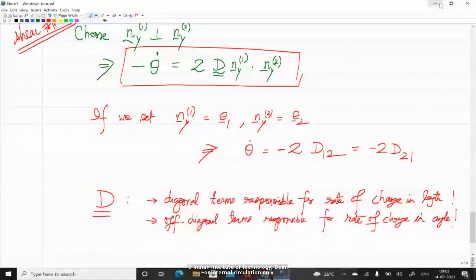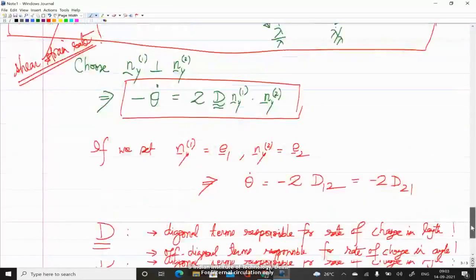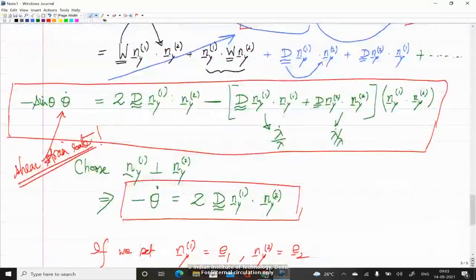So, I've calculated the rate of change in length for the material line element which are along the eigenvectors of the D tensor, and also the rate of change in angle for those same material line elements which are along the eigenvectors of the D tensor. So, what about the other line elements which are not along the eigenvectors of D tensor? See, this formula is not only for the line elements along the eigenvector of D. It's for any line element. ny1 and ny2 can be anything. It need not be along the eigenvector.